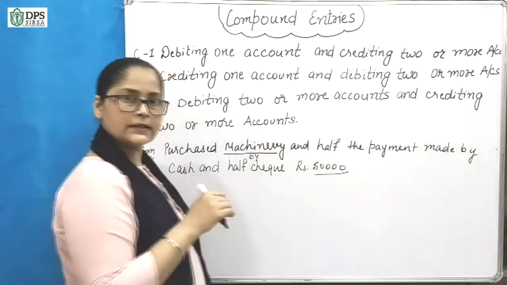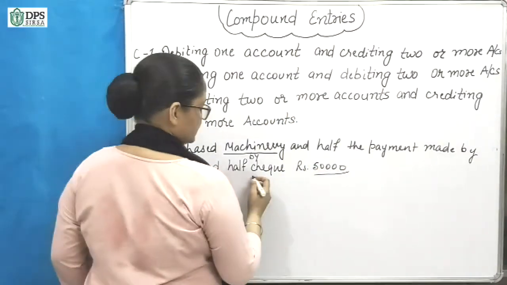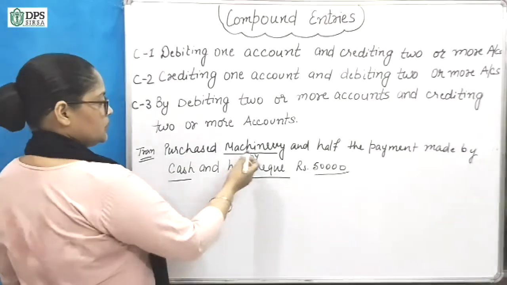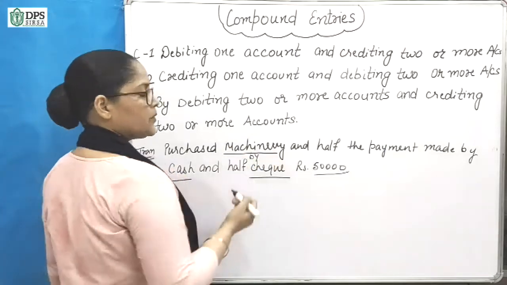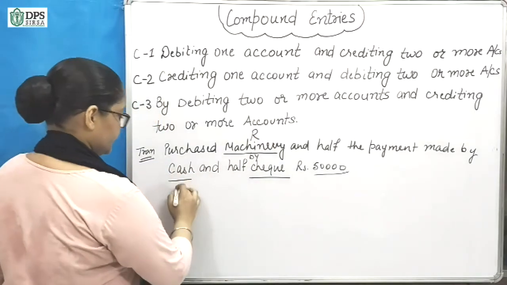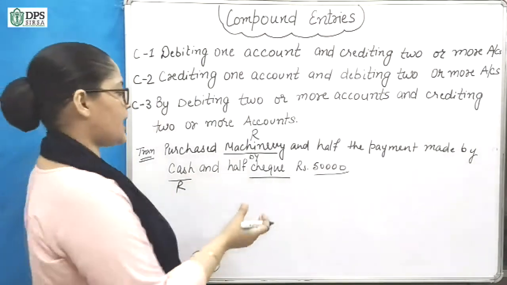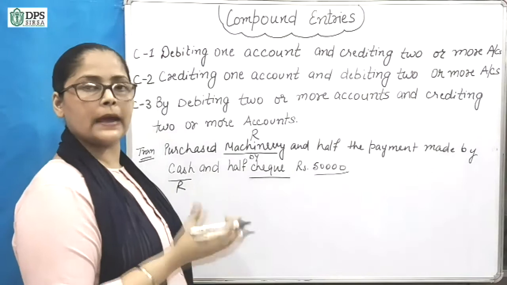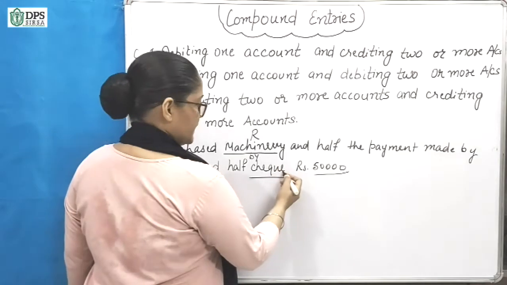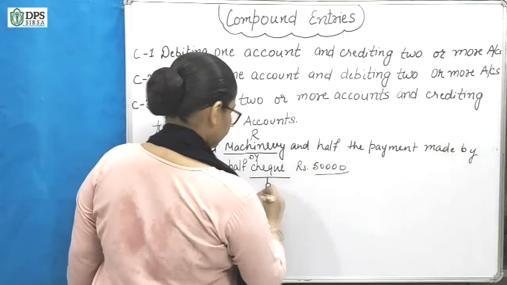So here we have accounts. If we identify the accounts, that is machinery and cash and check. Check means we are paying through check. So machinery is what type of account? It is real account. Next, cash, it is real account. And bank, check. Through check we are making payment. That means the amount of the bank account is decreasing. So we will take it as bank.